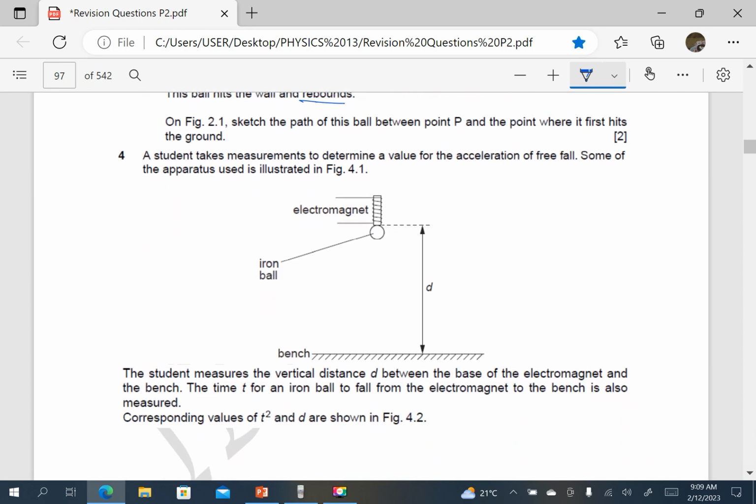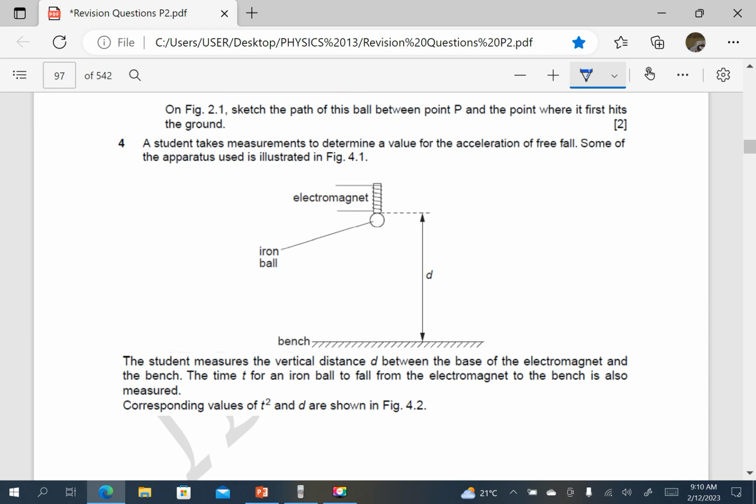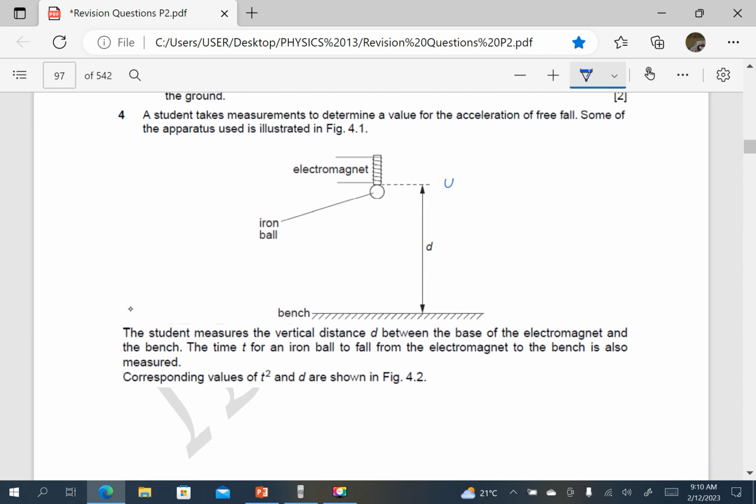A student takes measurements to determine a value for the acceleration of free fall. Some of the apparatus used is shown here. So this is an electromagnet. So the ball is going to start with initial velocity 0.